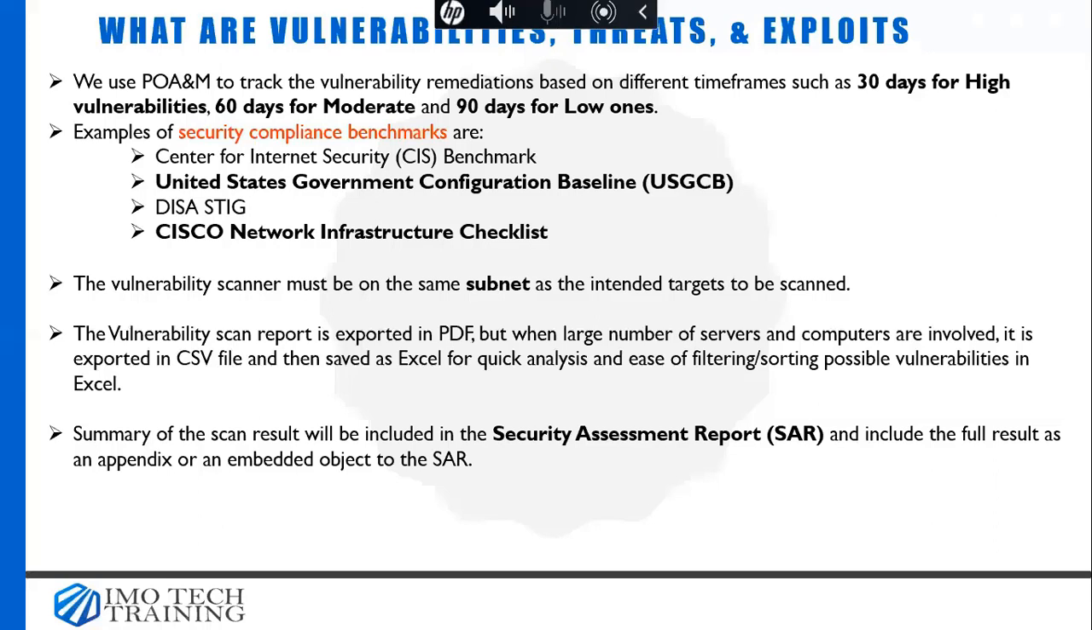And then also for the rest of us, we use Cisco equipment. We have firewalls, we have routers and stuff like that. Cisco also has its own Cisco network infrastructure checklist. They call it a checklist. You have to check it and make sure all the things you need are there, for your router and firewall. So these are some of the compliance checks.